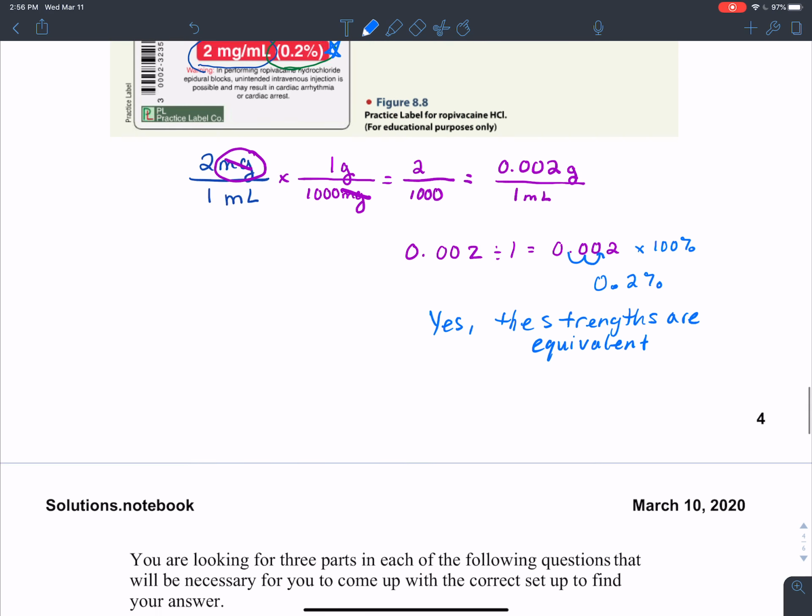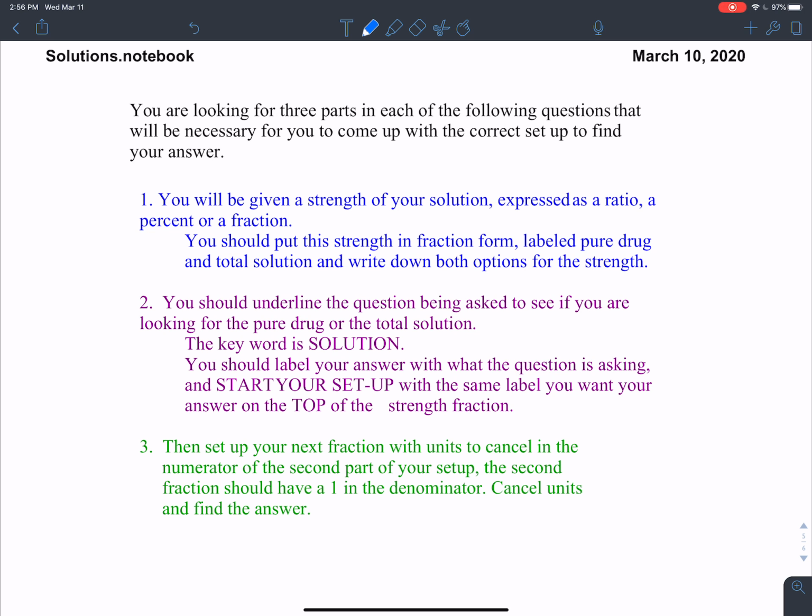When we're looking at some questions, here are some steps to help us follow a process that will work. You'll be given a strength of your solution expressed as a ratio, a percent, or a fraction. You should put this strength in fraction form, labeled pure drug and total solution, and write down both options for the strength. You should underline the question being asked to see if you are looking for the pure drug or the total solution. The keyword is solution.